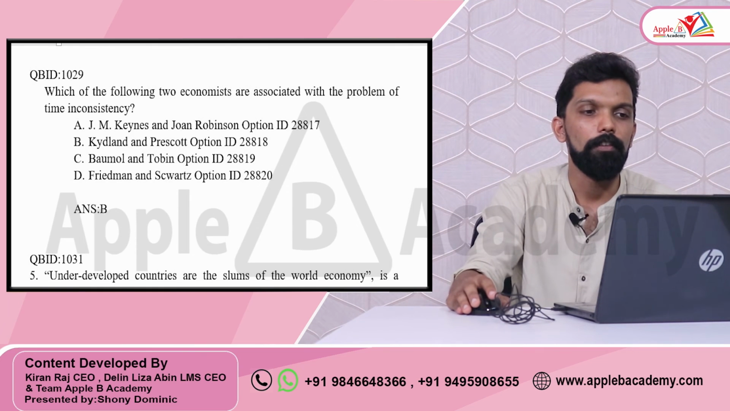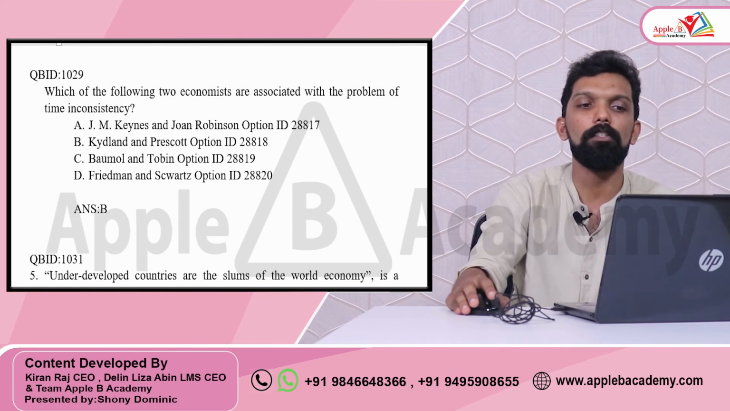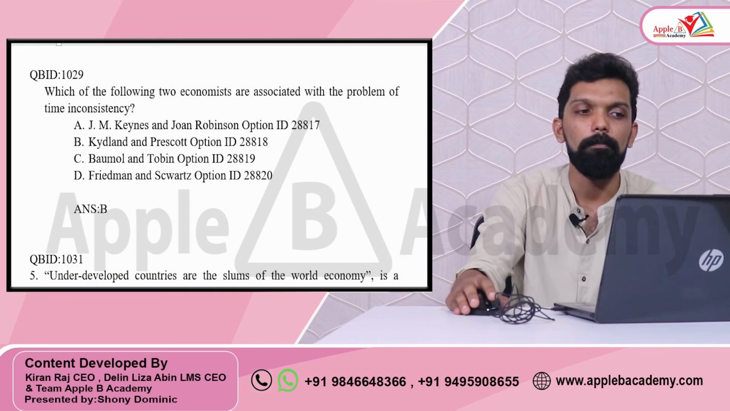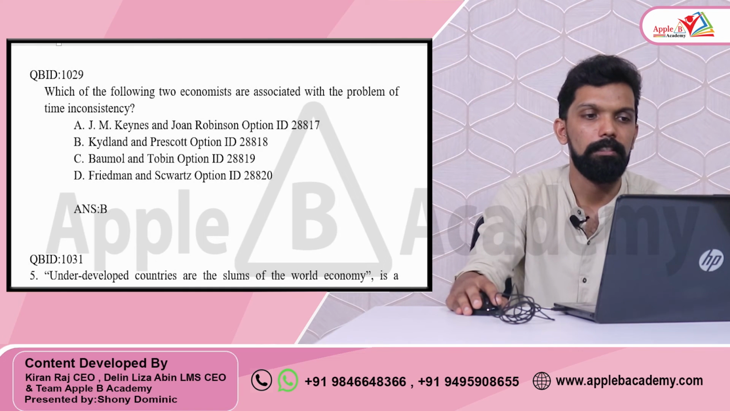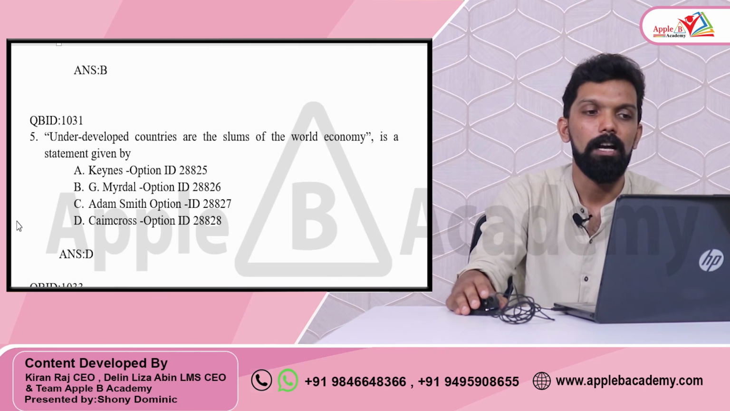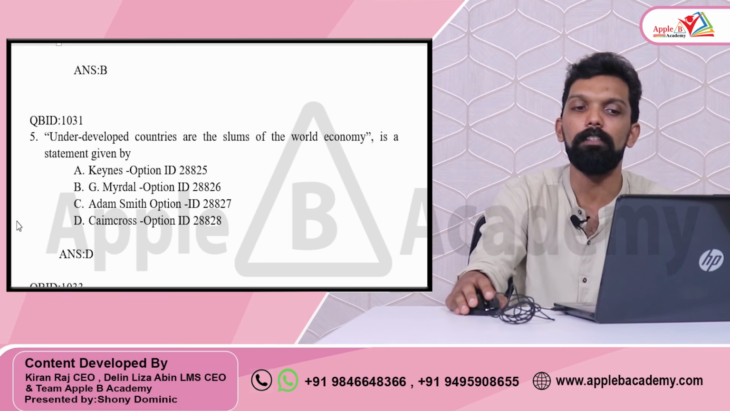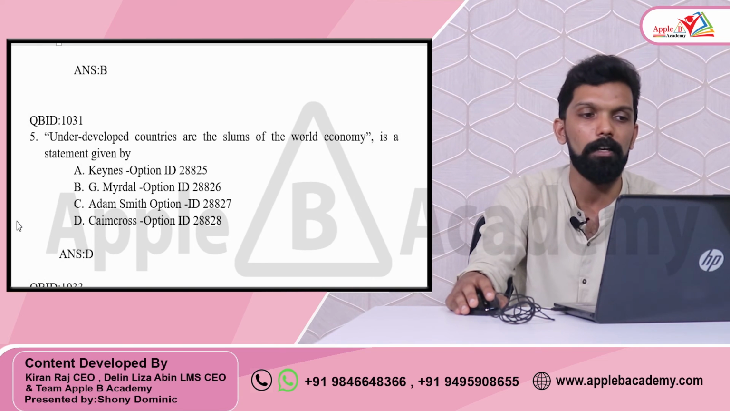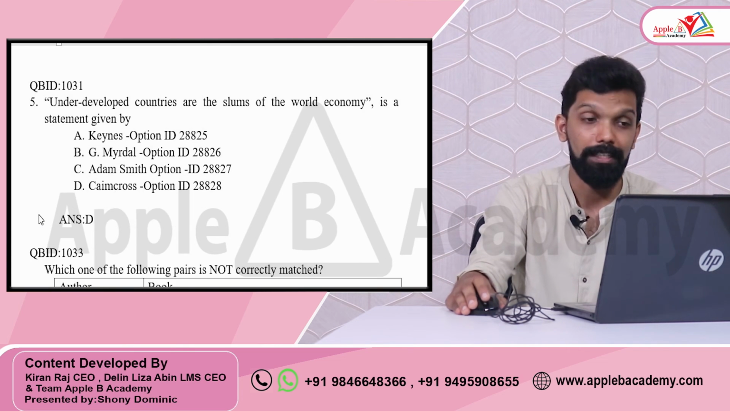So the next question, which of the following two economists are associated with the problem of time inconsistency? J.M. Keynes and Joan Robinson, Kydland and Prescott, Baumol and Tobin, Friedman and Schwartz. So the right option is option B. So the next question, underdeveloped countries are the slums of the world economy, is the statement given by Keynes, G. Myrdal, Adam Smith, Kane Cross. The right option is option D.